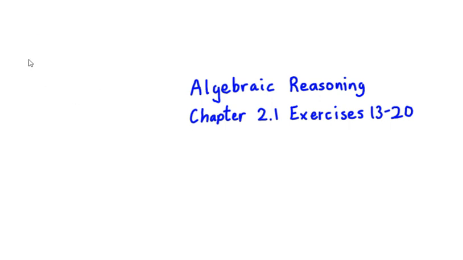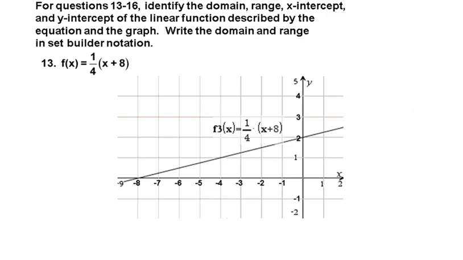Algebraic Reasoning Chapter 2.1, exercise 13 through 20. This exercise set has to do with transformations of functions and specifically linear functions. For questions 13-16, identify the domain, range, x-intercept, and y-intercept of a linear function described by the equation or the graph. Write the domain and range in set builder notation.